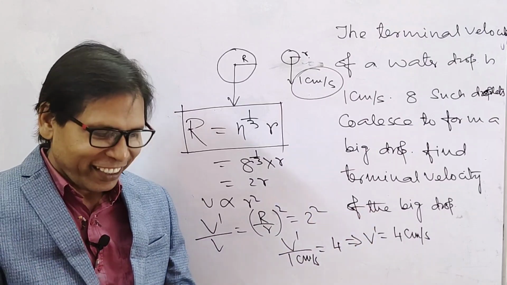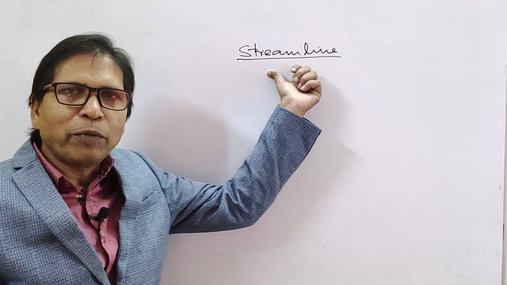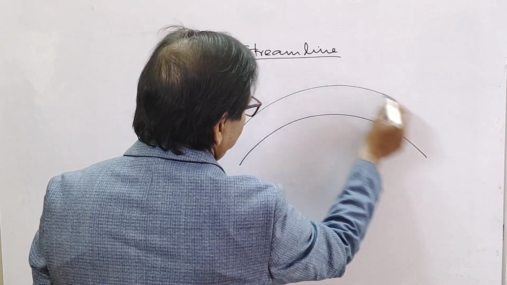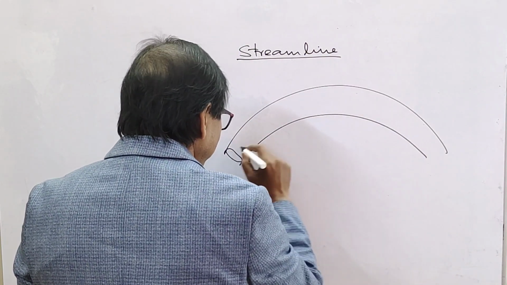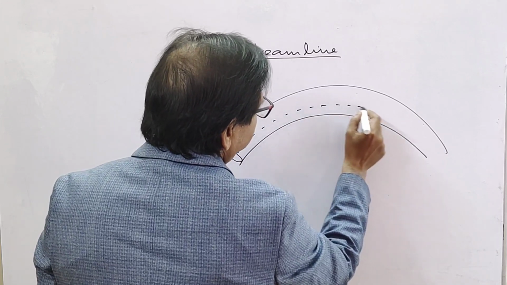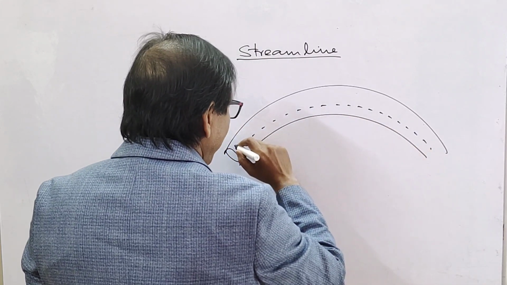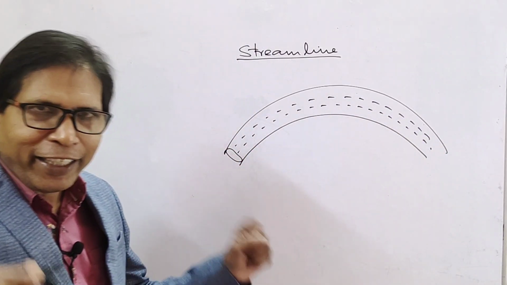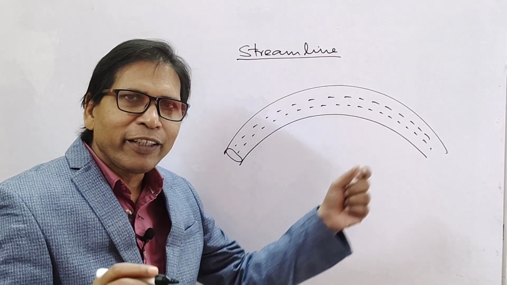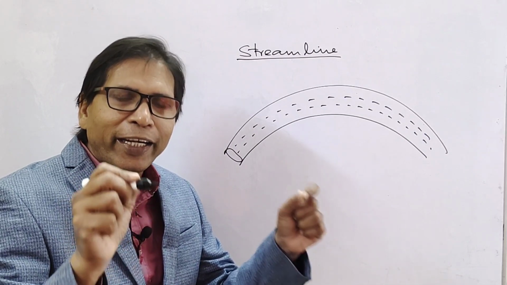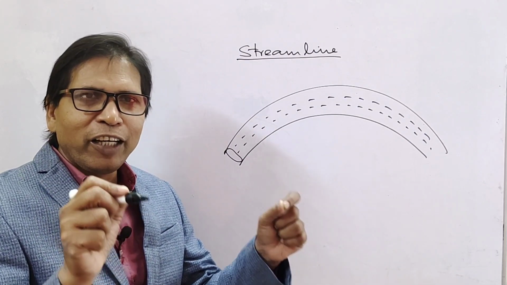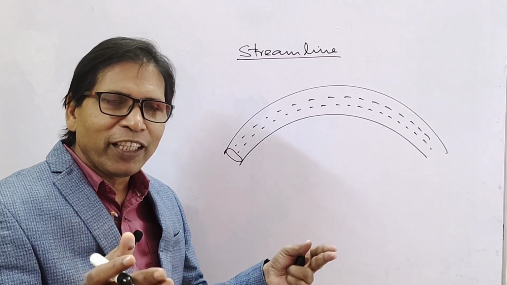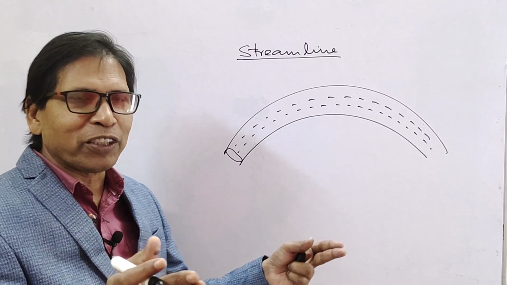Okay, next. Now streamline motion. Look at this, suppose this is a narrow tube. If the liquid flows in this tube in such a way that every particle follows the path of its predecessor, that is, at any point the magnitude and direction of velocity remain constant with time, this type of motion of fluid is called streamline motion.